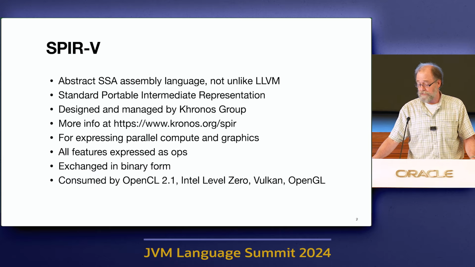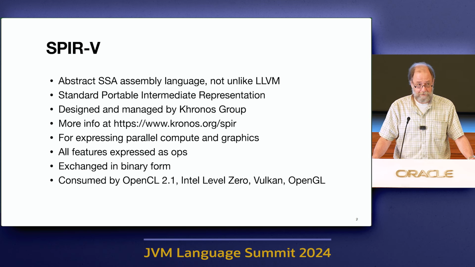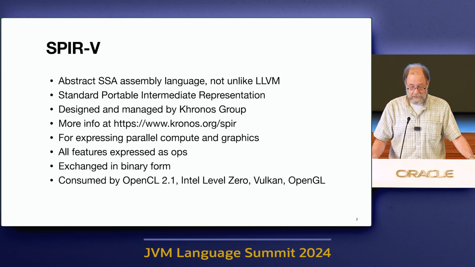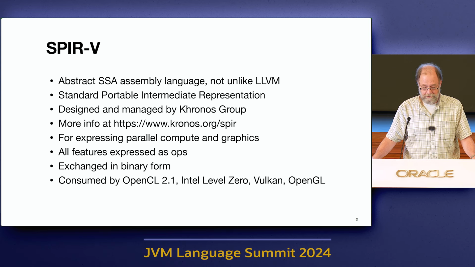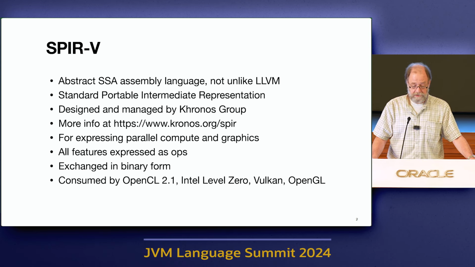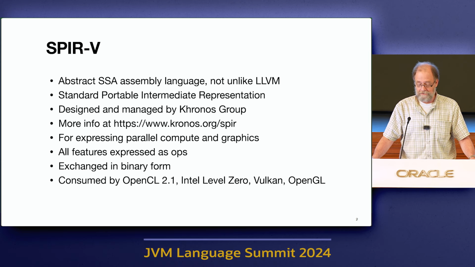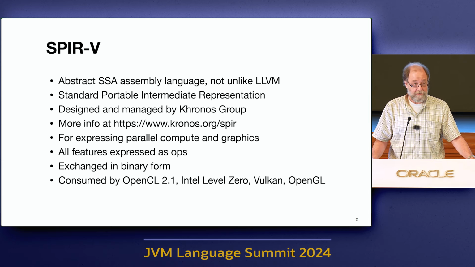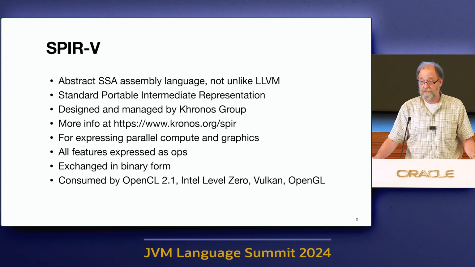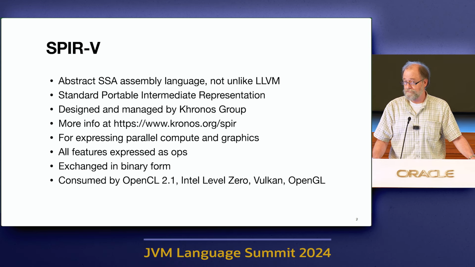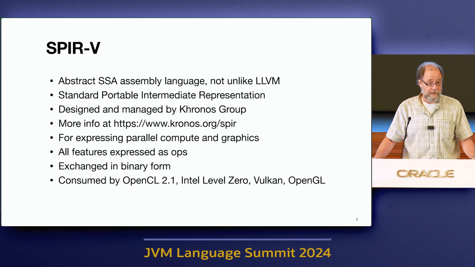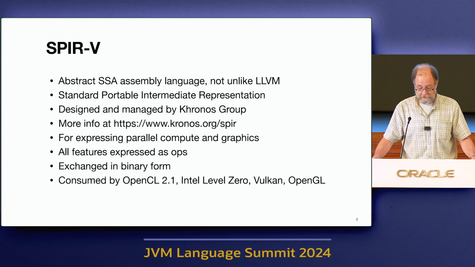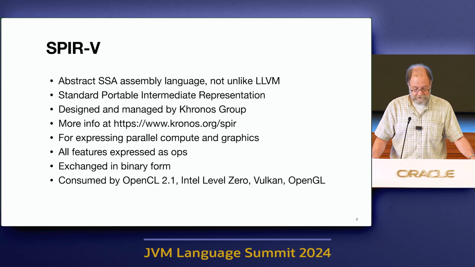In case you don't know what SPIR-V is, I think of it as an abstract assembly language in SSA form, and it's a lot like LLVM in that regard. The SPIR stands for Standard Portable Intermediate Representation. And as Paul mentioned earlier, it's designed and managed by the Khronos Group, which is a consortium of companies that includes almost everybody: AMD and NVIDIA and Intel and Apple, and a lot of other companies. There's a link with some more information.